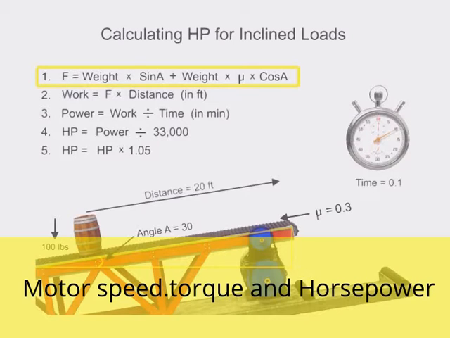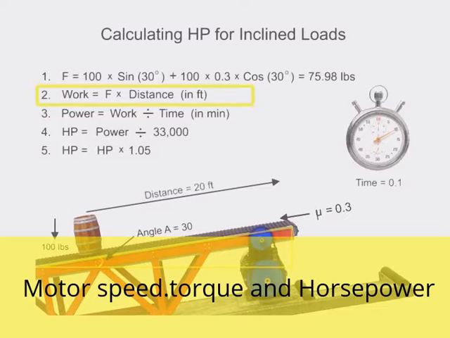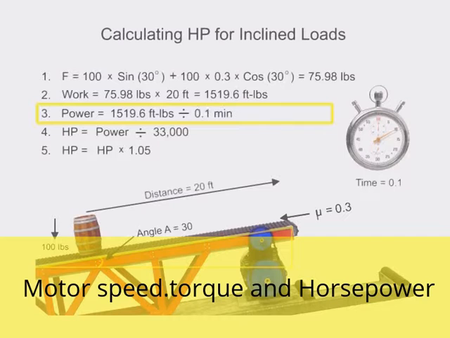First, find the horizontal force required by adding the force required to raise the load to a higher elevation with the force required to overcome the friction. In this system, the horizontal force is 75.98 pounds. Then determine the amount of work required by multiplying the force by the distance, 20 feet. For this system, the work required is 1,519.6 foot-pounds. Next, calculate the power by taking the work and dividing by the time, 0.1 minutes.